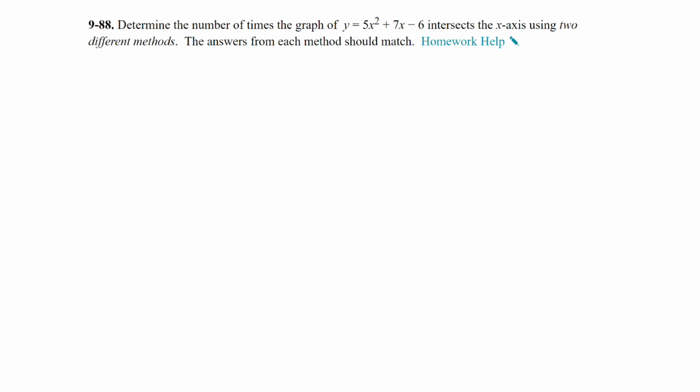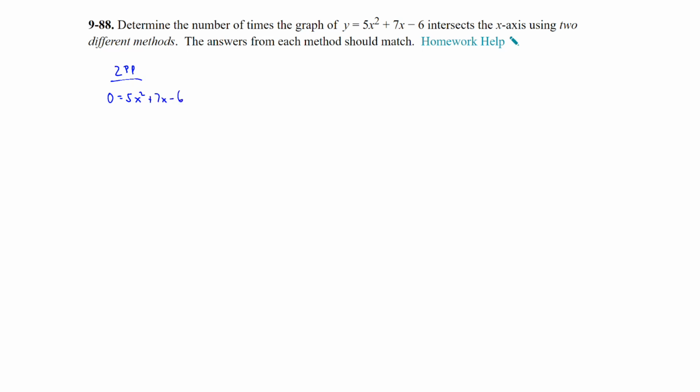Question 88. Determine the number of times the graph of y equals 5x squared plus 7x minus 6 intersects the x-axis using 2 different methods. The answers from each method should match. So we're trying to figure out the number of times it intersects, but also let's figure out what they are as well. So we have y is equal to 0, because we're going to solve this first by trying to use the zero product property. That's if it is factorable, so we'll figure that out in a second. 0 is equal to 5x squared plus 7x minus 6.